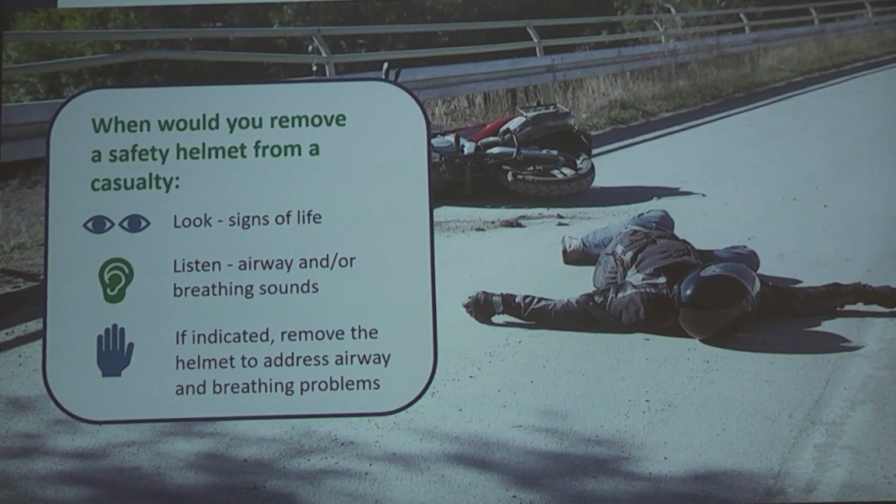You've got the person lying on the floor with their helmet on. What are you going to do? You wouldn't know, you would suspect the spinal injury either way. Yeah, you have to suspect a spinal injury, absolutely, because the mechanism is there. So what are you going to do? You have to take it off.